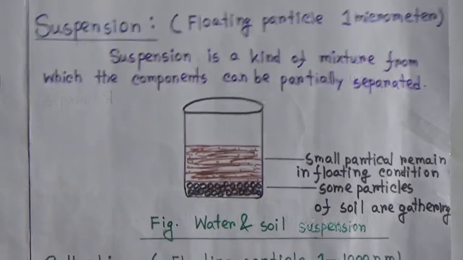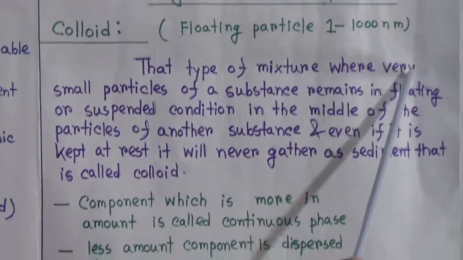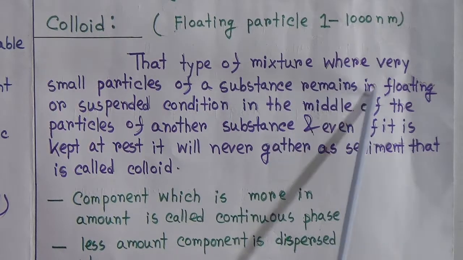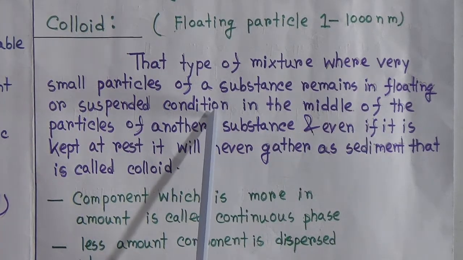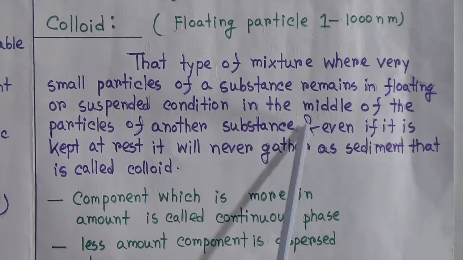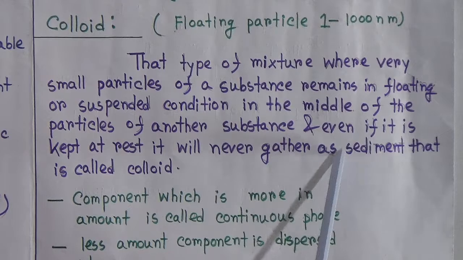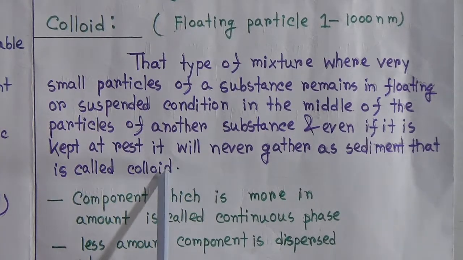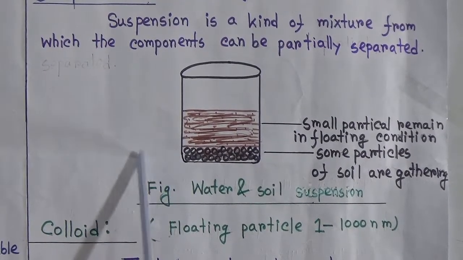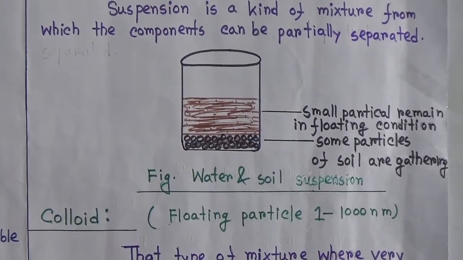That's why before taking liquid medicine, we have to shake it. Now come to colloid. What is colloid? That type of mixture where very small particles of a substance remain floating or suspended in the middle of the particles of another substance, and even if it is kept at rest, it will never gather as sediment. That is called colloid. In case of suspension, if we keep it for a certain time, sedimentation occurs, but in case of colloid, no sedimentation will occur.